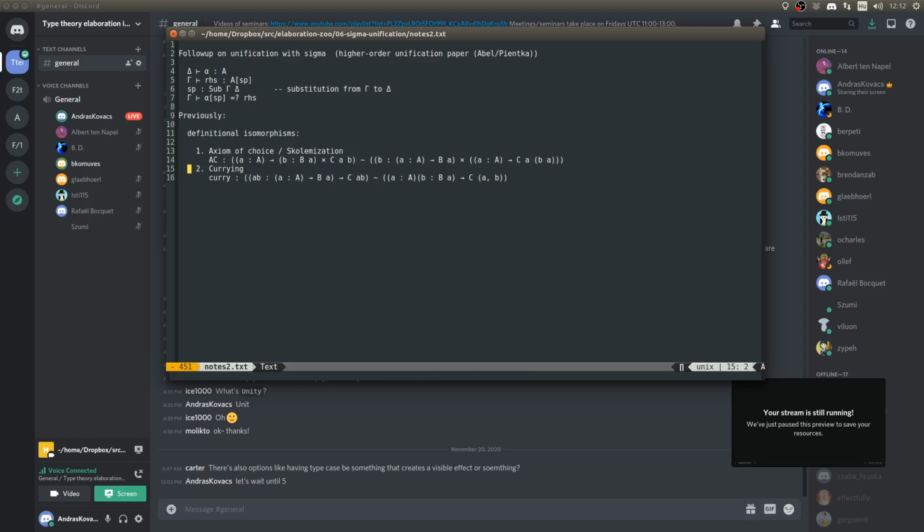Question: why do you call this axiom of choice? How does the name come? The name comes from the homotopy type theory book, and I'm not sure what the original naming is, or who was the original inventor of this naming. But I think probably even before the HoTT book, it was called the type theoretic axiom of choice. I don't know why.